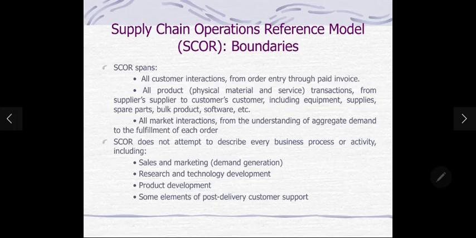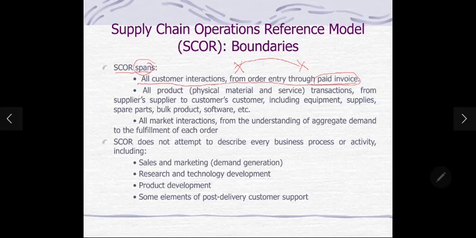Now have a look at the supply chain SCOR reference boundaries. What does it cover and what is not covered in that model? The SCOR covers all the customer interactions from order entry through paid invoice. So from ordering the product up to delivering the product and delivering the invoice. These are covered within the Supply Chain Operations Reference, the SCOR.